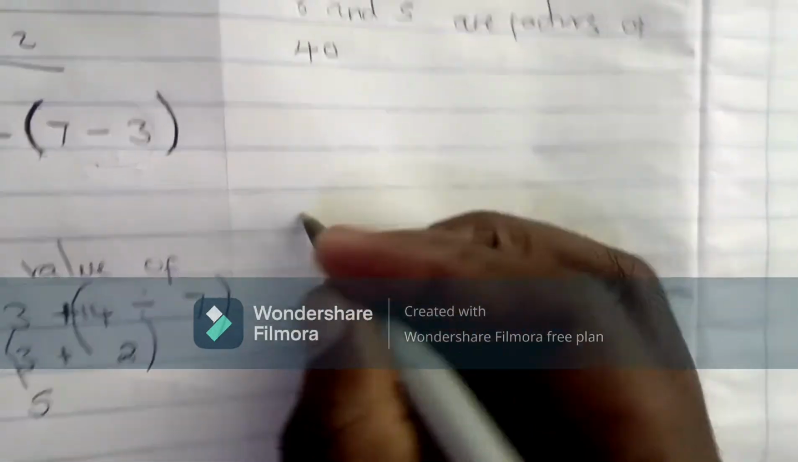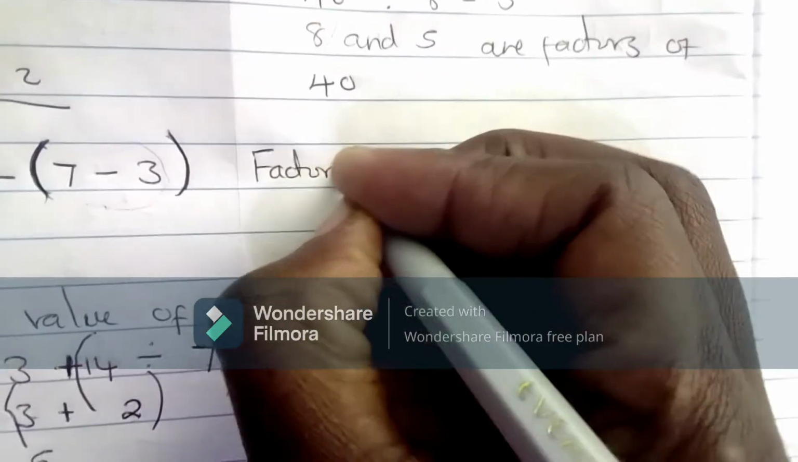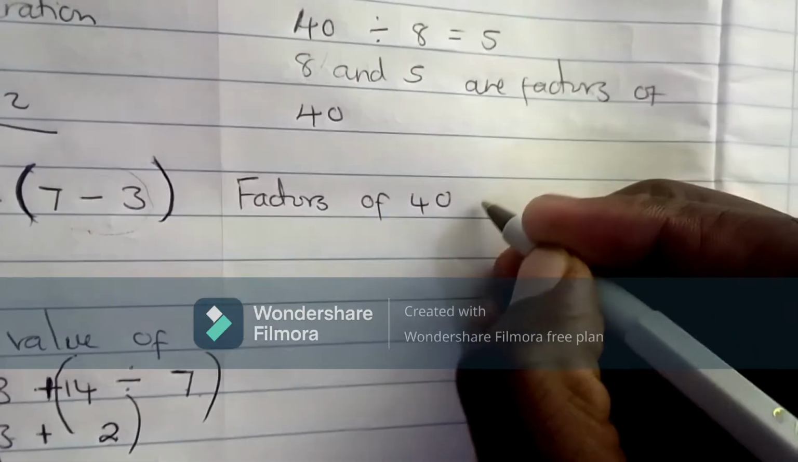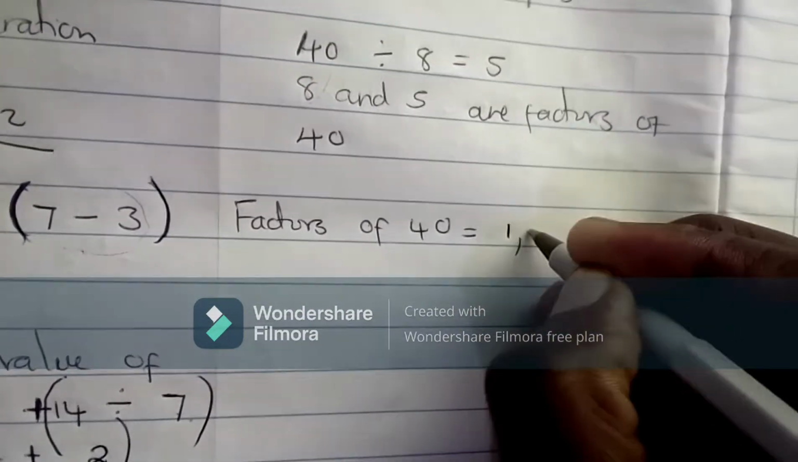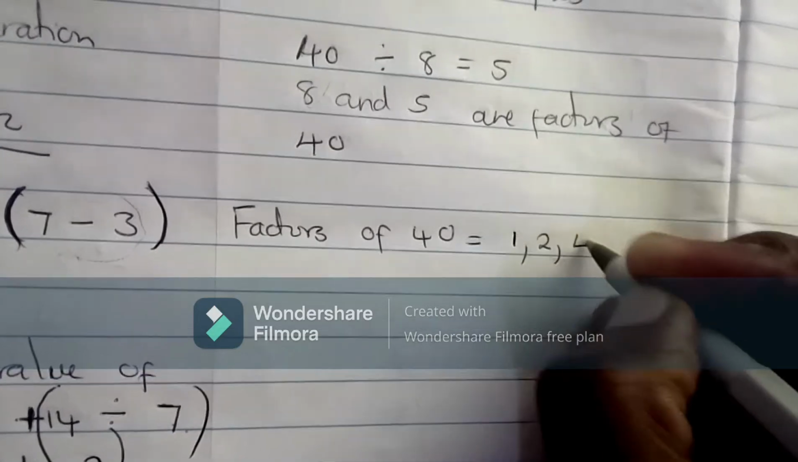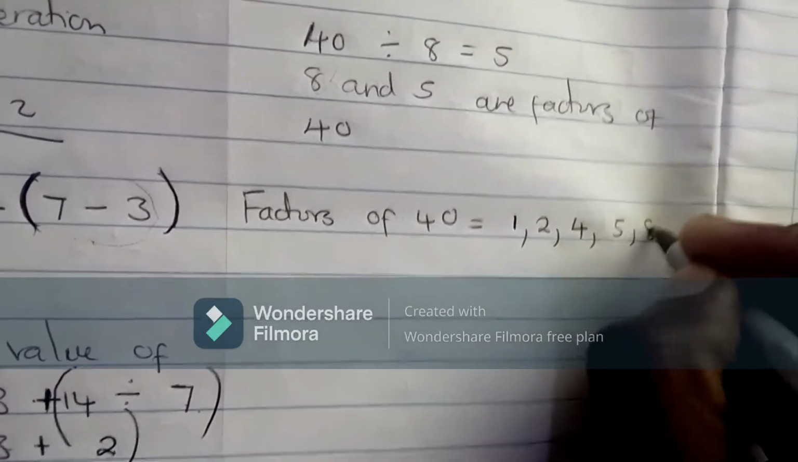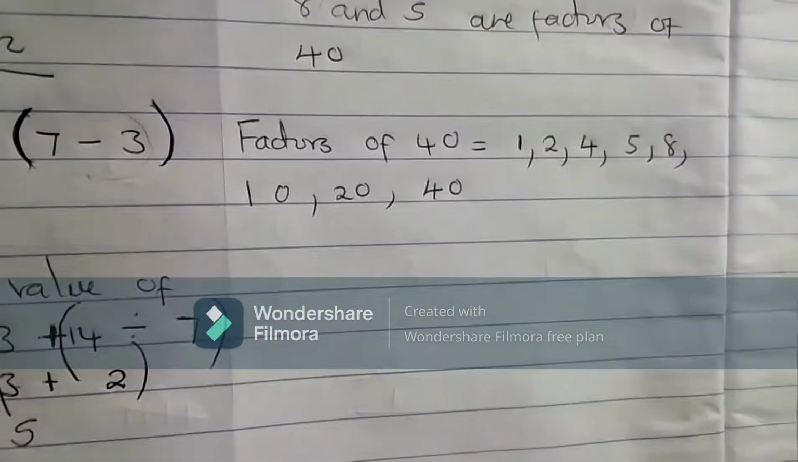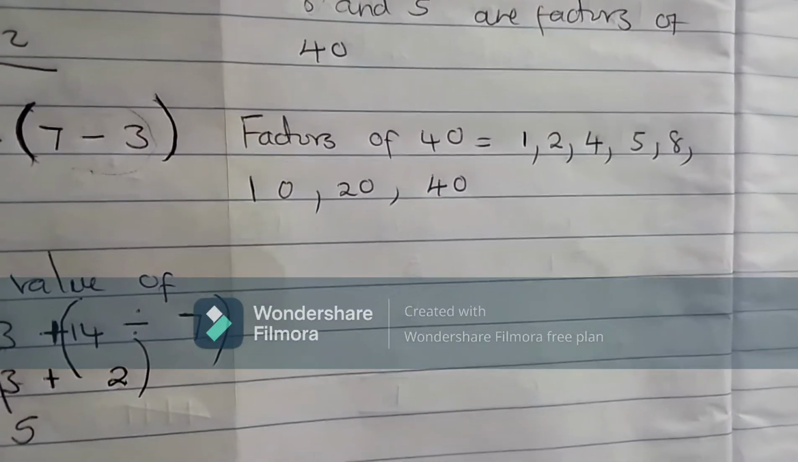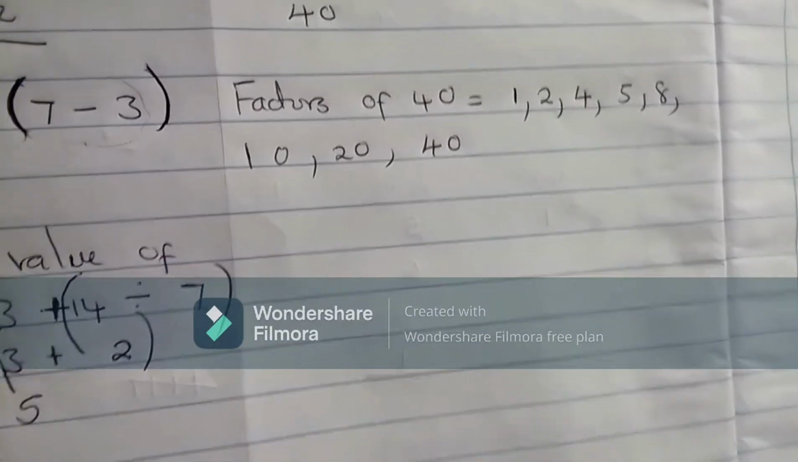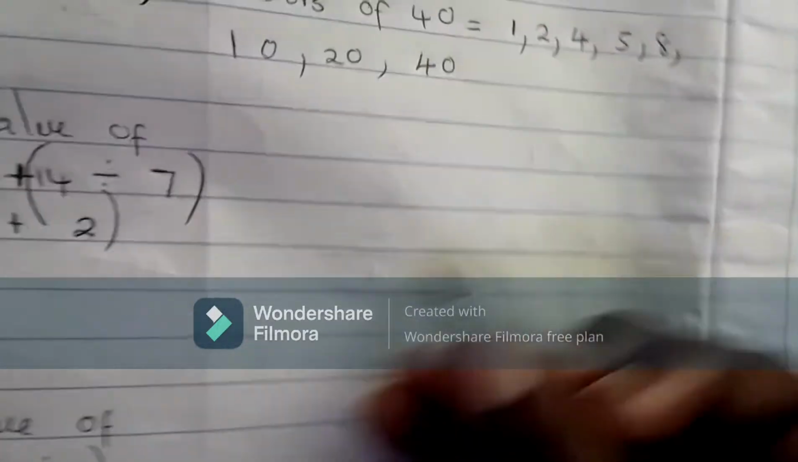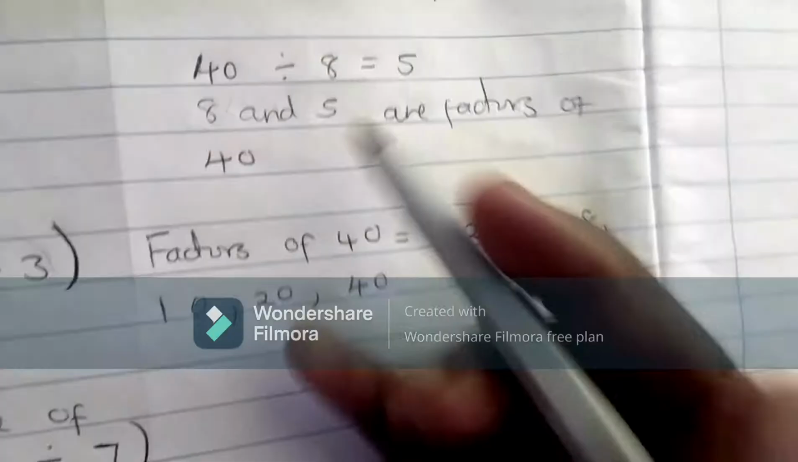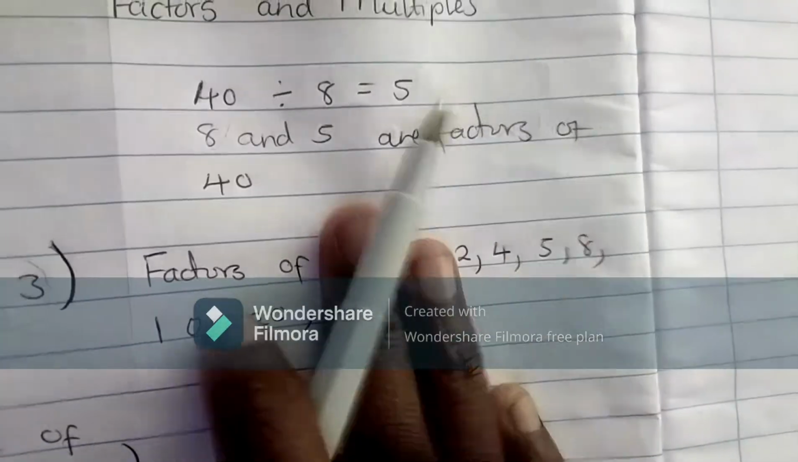factors of 40. Let me just list them down. Factors of 40. We've got 1, it's a factor. 2, it's a factor. 4, 5, 8, 10, 20, and 40. 40 as itself, it's also a factor. Okay, so if you are asked to list the factors of 40, you'd just do this. This is just fine. It's not bad. So factors of 40, you just do this.